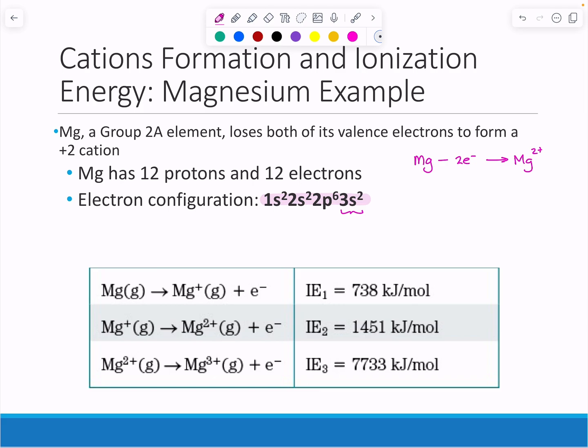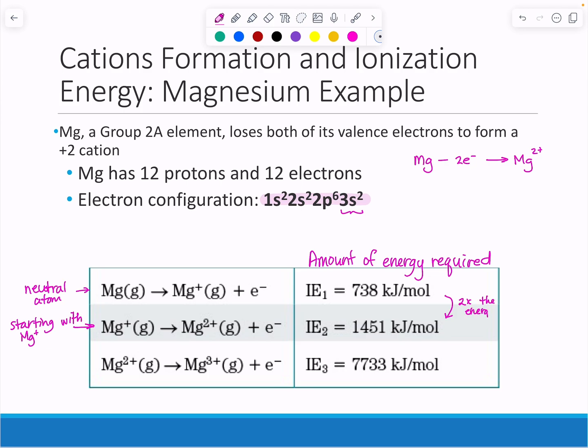Okay, and so if we look at this table here, this is, again, the amount of energy required. So this is to pull an electron from a neutral atom. And then this one is if I'm starting with a magnesium cation that has only lost 1 electron, and it requires about twice as much energy. So 2 times the energy.